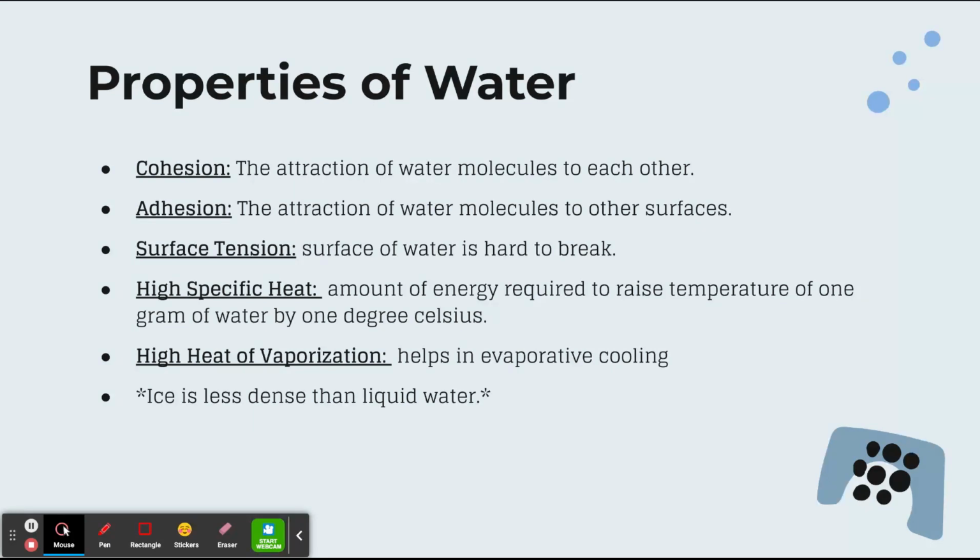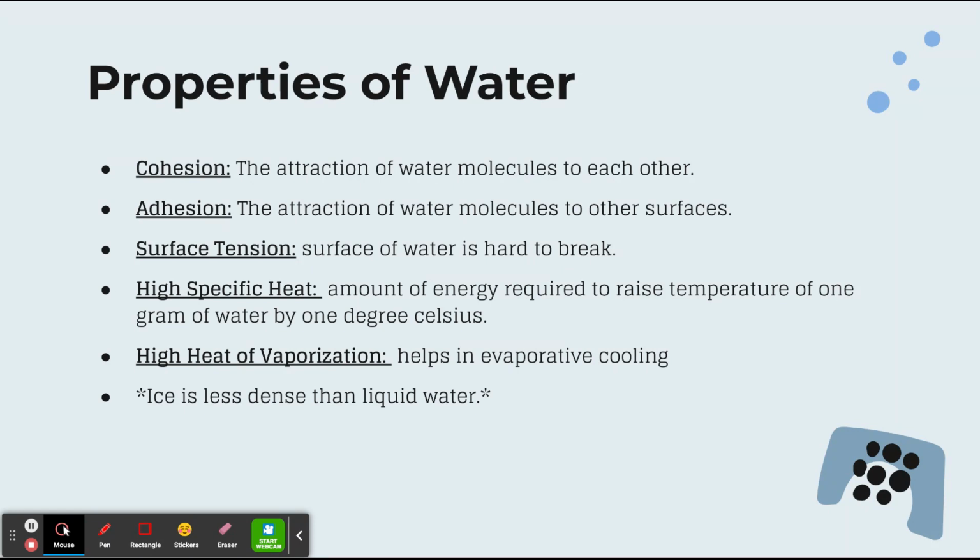The next water property is surface tension, or when the surface of water is hard to break due to high forces of cohesion. This is why lightweight bugs are able to stand or even walk on water. Next is high specific heat, meaning that water requires a lot of energy to increase its temperature, or that it can store a lot of heat, which is helpful in many body functions.